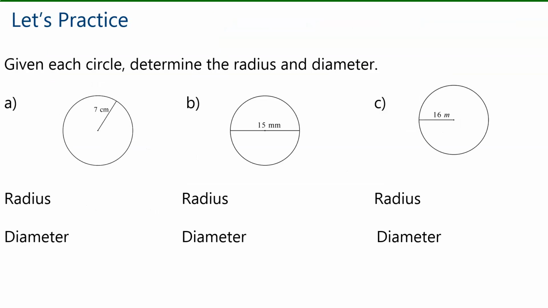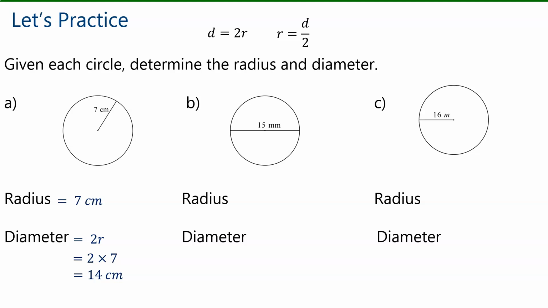So let's practice what we just learned. So we'll put the formulas here so we can refer to them if necessary. So it says, given each circle, determine the radius and diameter. So in A, I notice that there's a line drawn from the center of the circle to a point on the circle. So that is the radius. So I can fill that in here. And in order to find the diameter, I have to double that because the diameter is 2 times the radius. So 2 times 7 is 14 centimeters. Now it's important to always include your units.